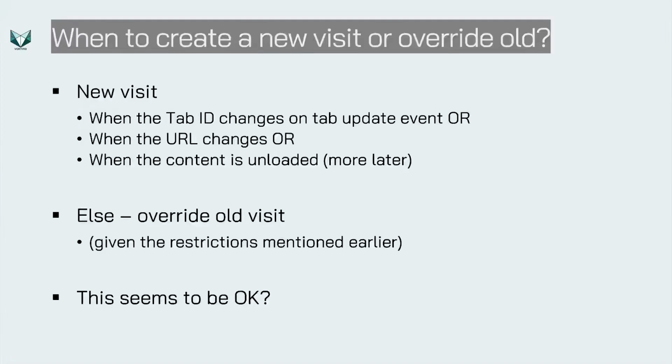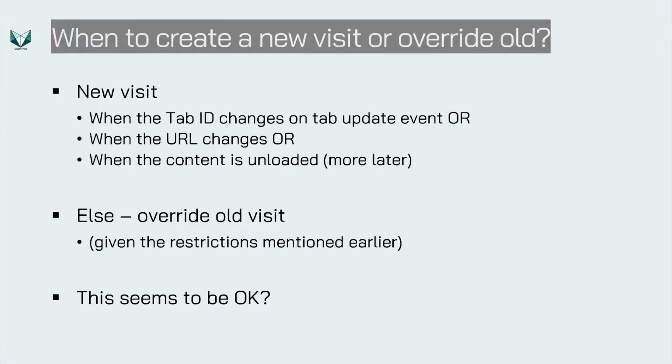Okay, so it now becomes a situation of when to create a new visit and when to overwrite the old visit. Let's think about what we have so far. It's a new visit when the tab ID changes. So if we open up a new tab, then we have to create a new visit. We can't overwrite the old one because you'd be overwriting the previous page that you've been to. Or when the URL changes, which seems like a good idea, or when there's content unloaded. We're going to talk about that a little bit later. What happens when content gets unloaded?